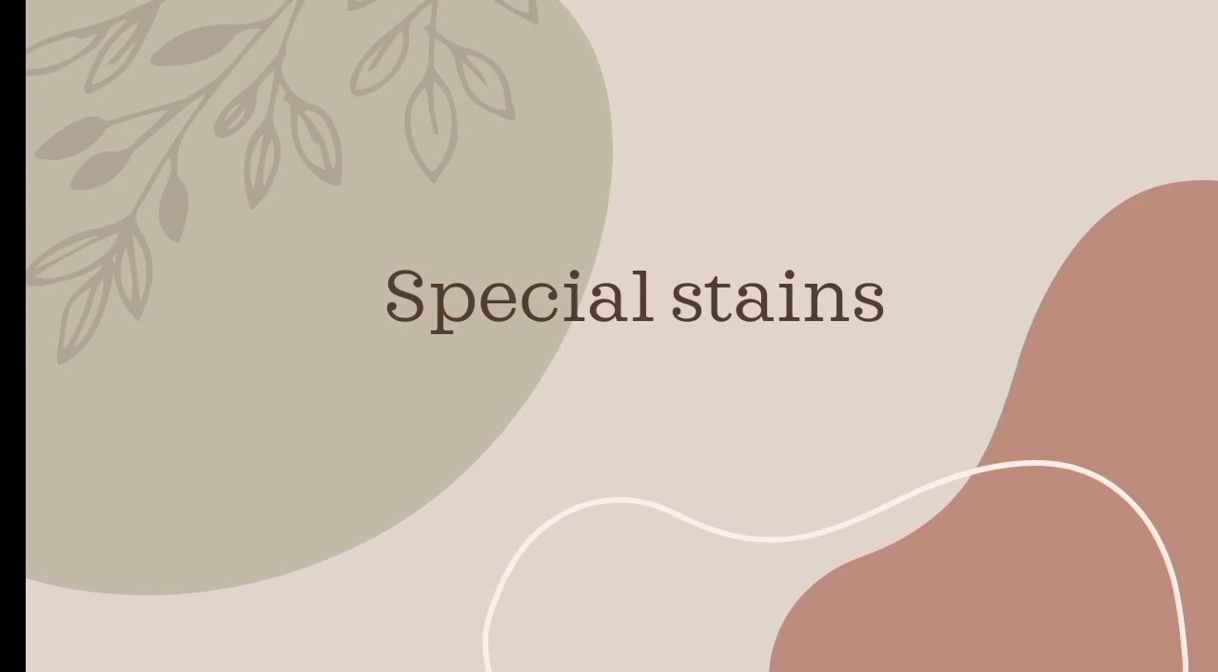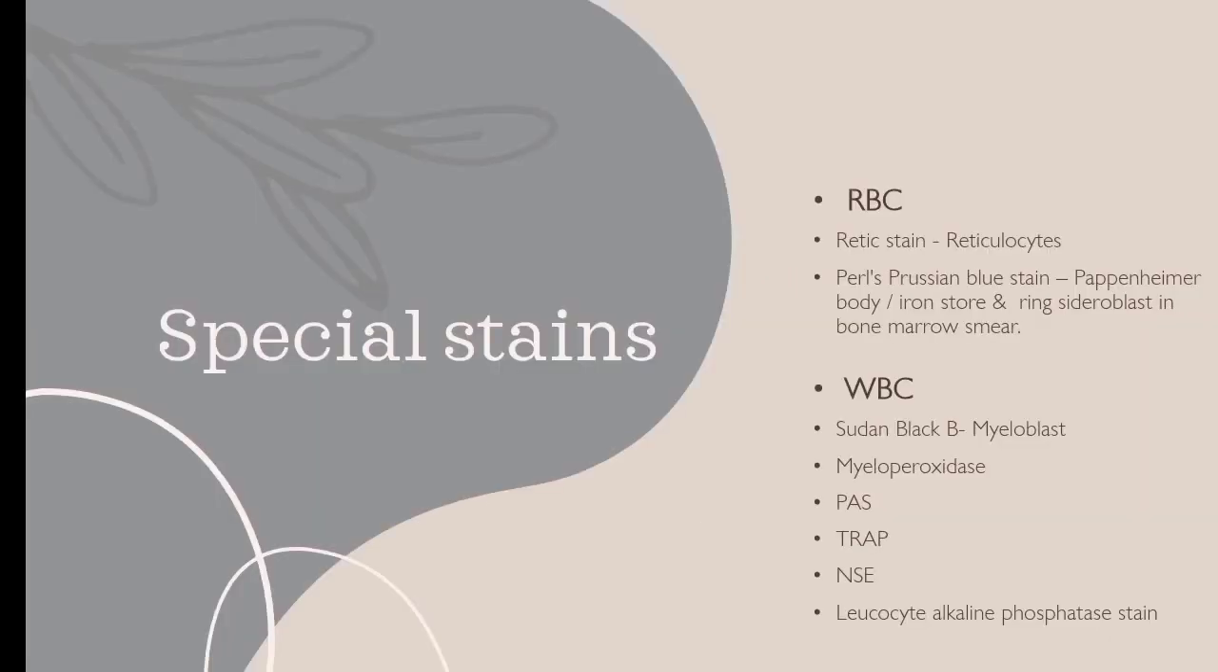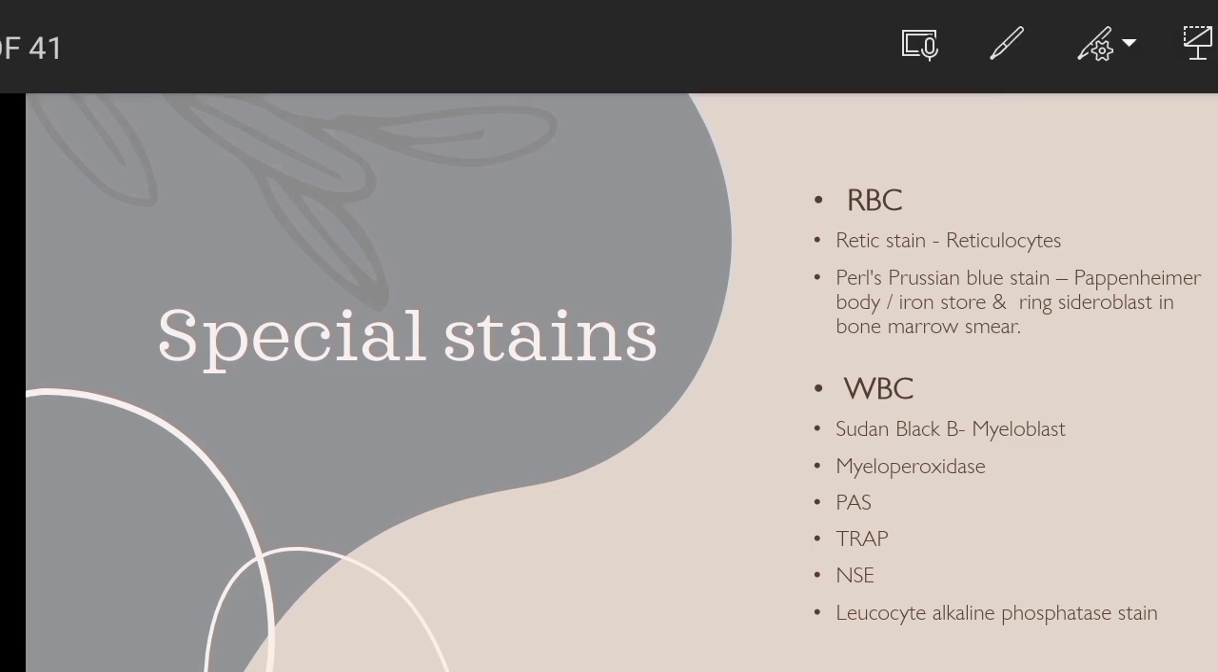Welcome to the session on special stains. Special stains are different from routine Romanowsky stains. They are used to detect specific features like reticulocytes, iron stores in the bone marrow, or ring sideroblasts, and for differentiating certain types of leukemia like monocytic leukemia, hairy cell leukemia, or CML.